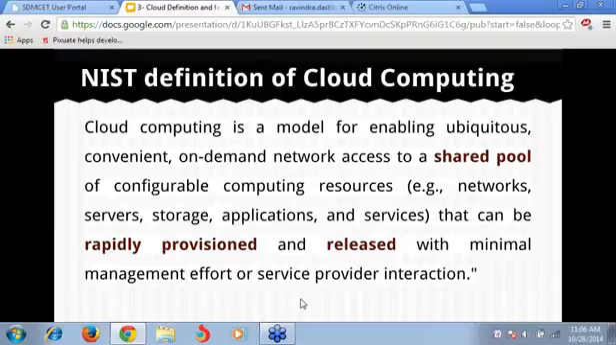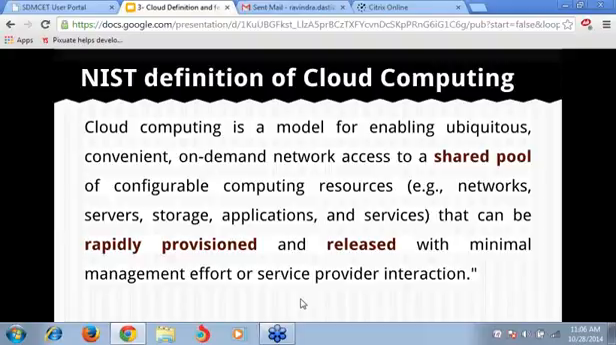What it actually means is it will enable the user to have ubiquitous access. Ubiquitous means available everywhere. For example, cloud computing is available today on your laptop, in your school, in hospital, on the road, in the office, in the railway station. So cloud computing enables you to access resources wherever you are as long as there is internet connectivity.